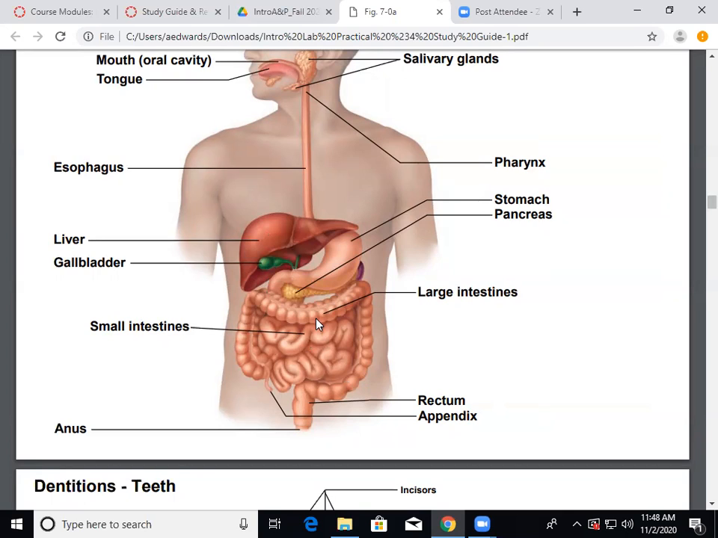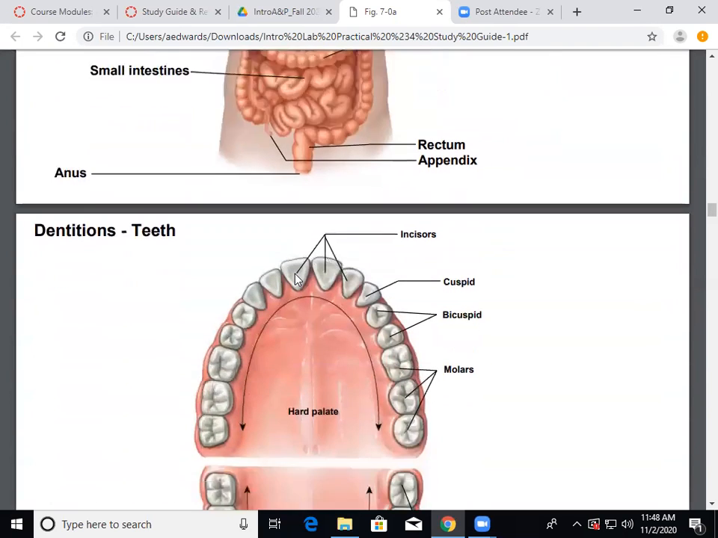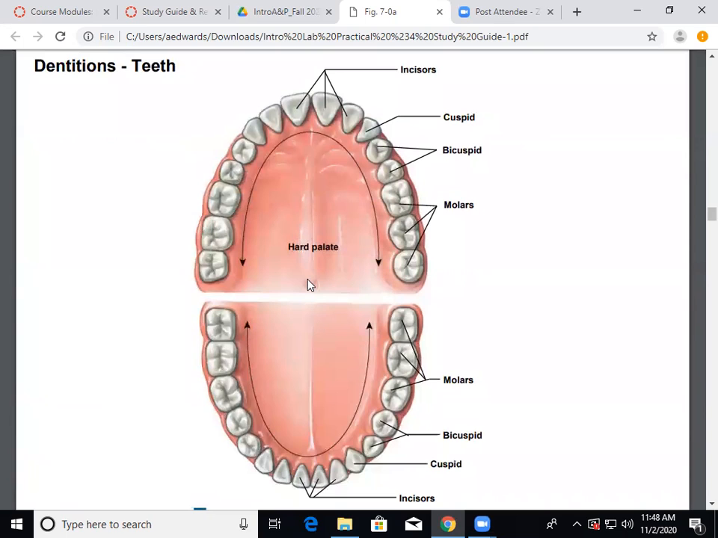So this is an overview of the digestive system. Some of your tables have digestive organs at your table, so you can look at them. You'll also, on the practical, need to be able to, in a quiz, identify different kinds of teeth. Again, this part of your mouth, the roof of your mouth, is your hard palate.